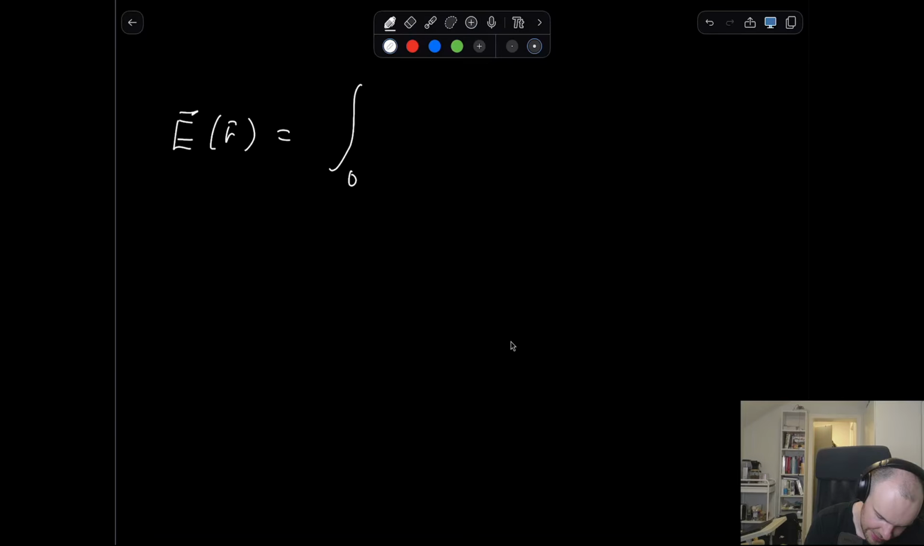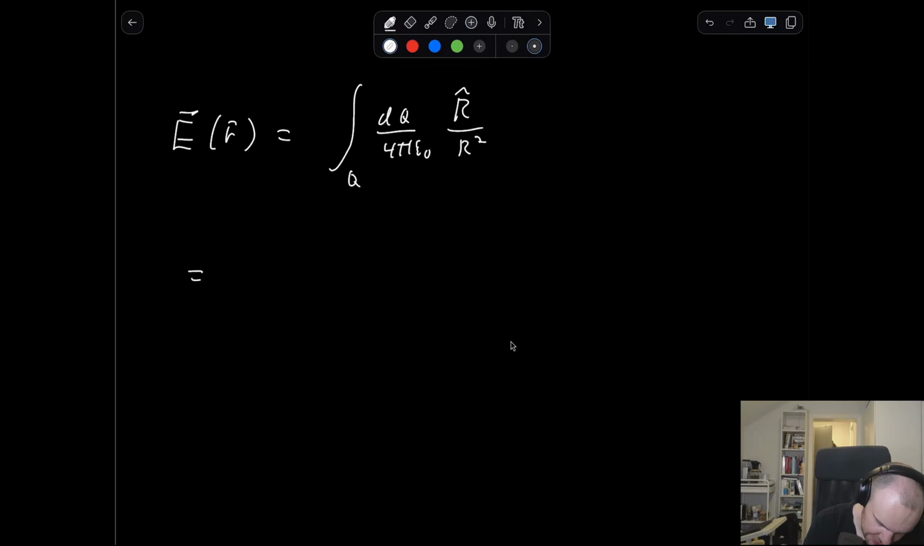Okay, and this is going to motivate the electric field. If I want to know the electric field E of r, that is the same as the integral over Q, dq over 4 pi epsilon 0, then r hat over r squared. Just write it like this.